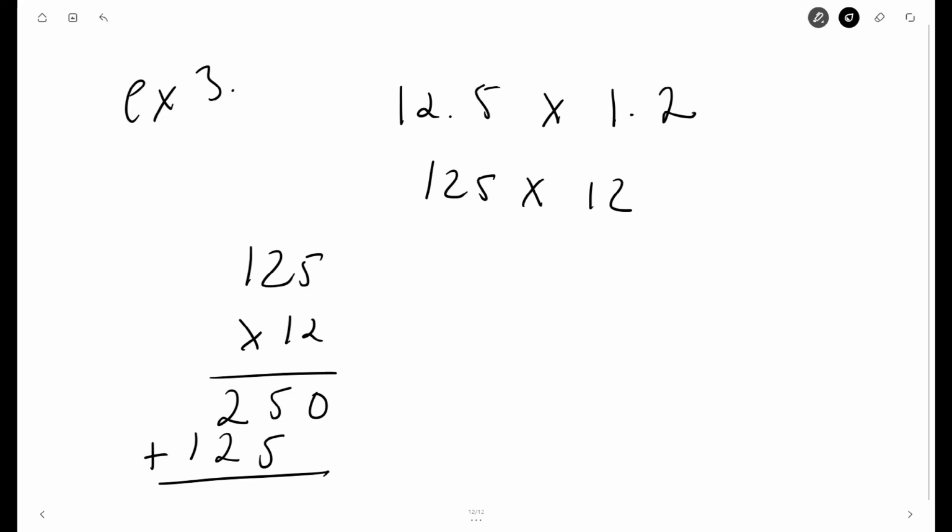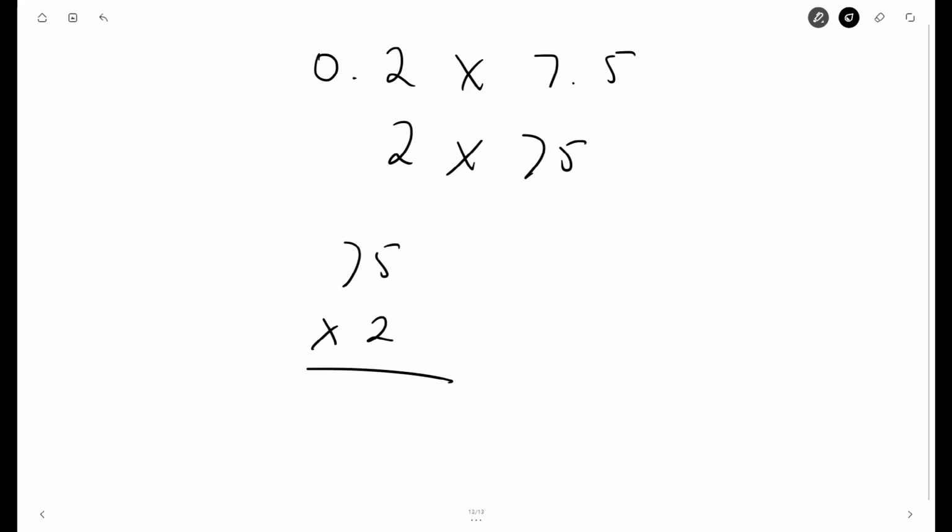Add them up. 0, 10, carry 1. Then 2 plus 2, 4 plus 1, 5. And then 1. How many decimal places? 1, 2. It will be 15.00 or 15.